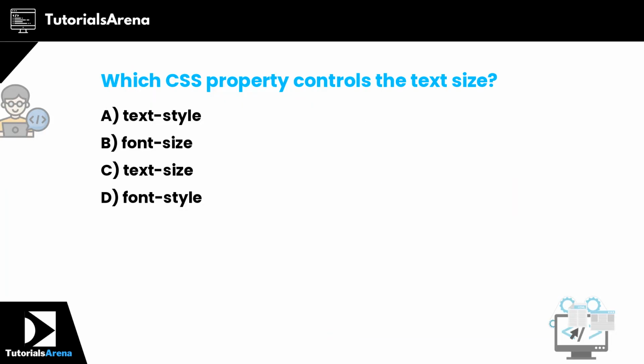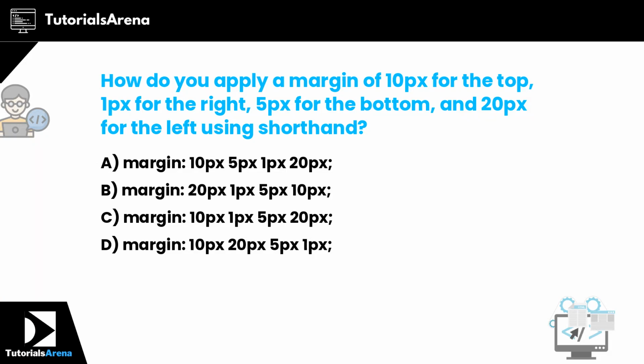Which CSS property controls the text size? The correct answer is option B, font-size. How do you apply a margin of 10px for the top, 1px for the right, 5px for the bottom, and 20px for the left using shorthand? The correct answer is option C, margin: 10px 1px 5px 20px.